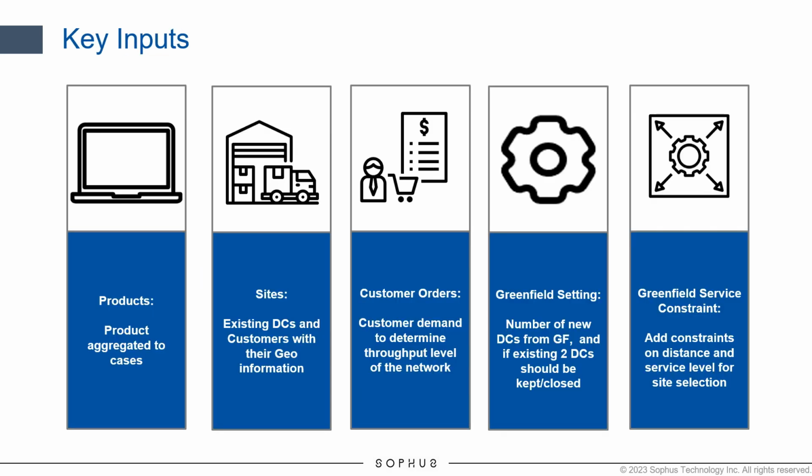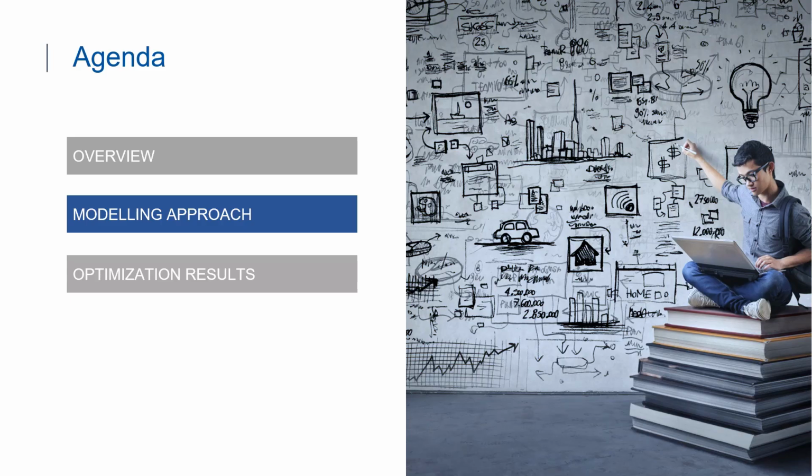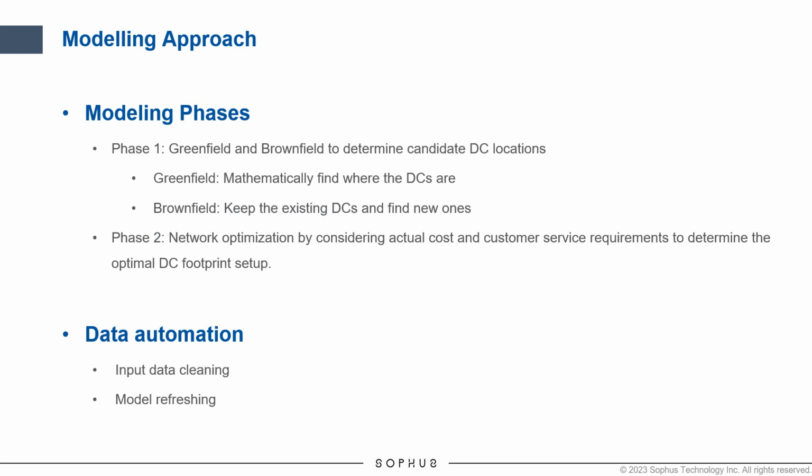To lay the foundation for our Greenfield model, we have identified key inputs crucial for LBM Electronics, including products, sites, customer orders, Greenfield settings, and Greenfield service constraint tables. In this section, we will mainly talk about the modeling approach, which includes analyzing their business challenge. First, time to talk strategy.